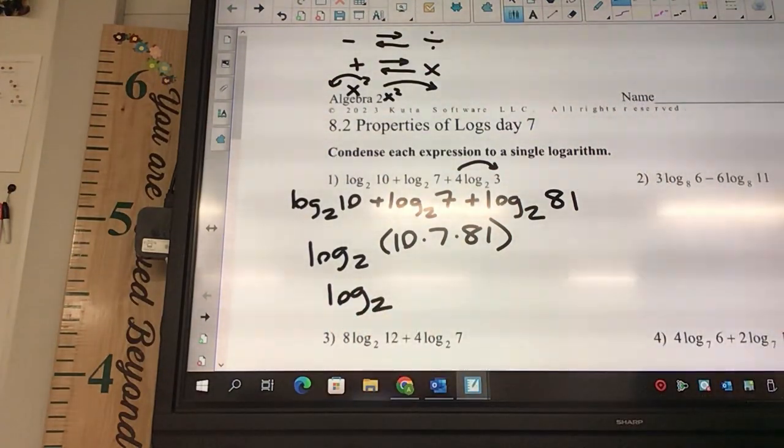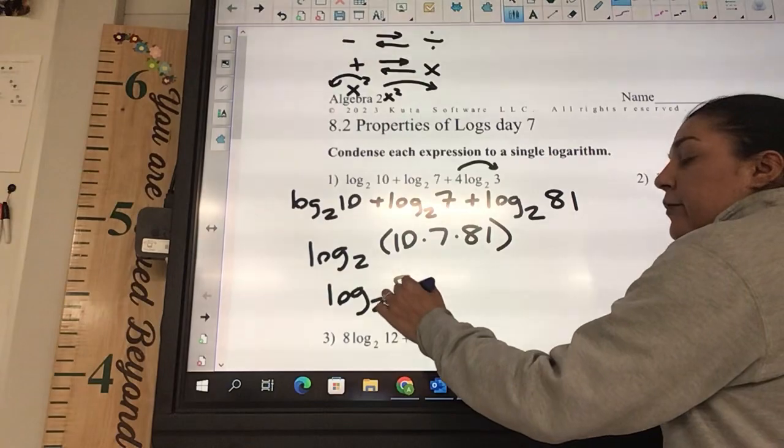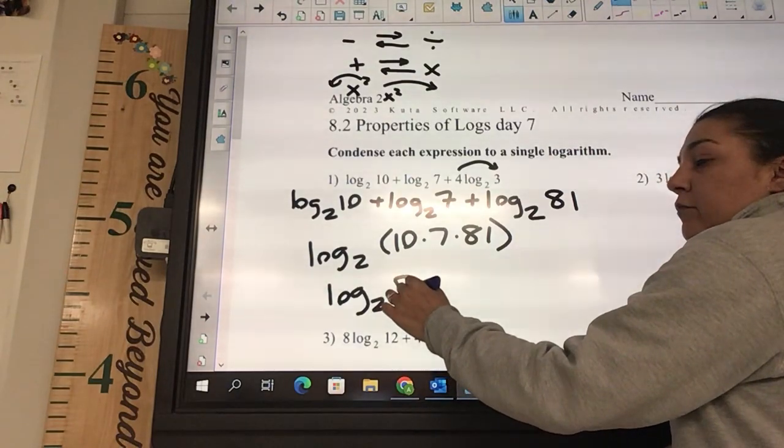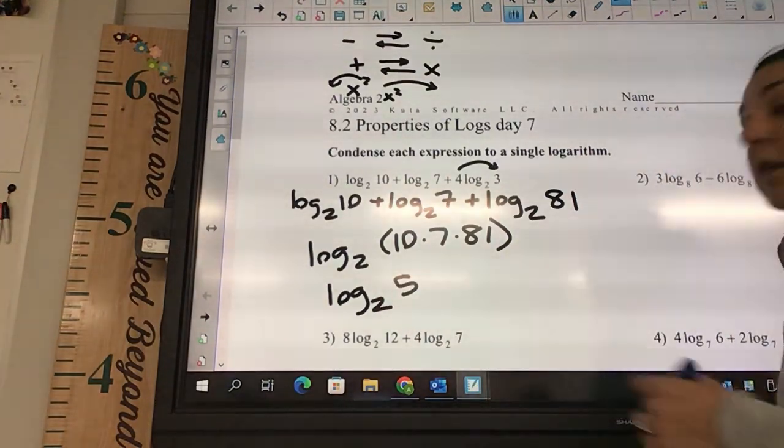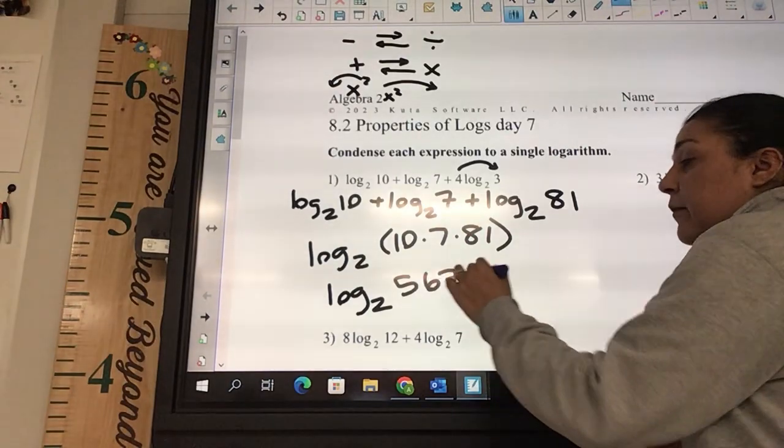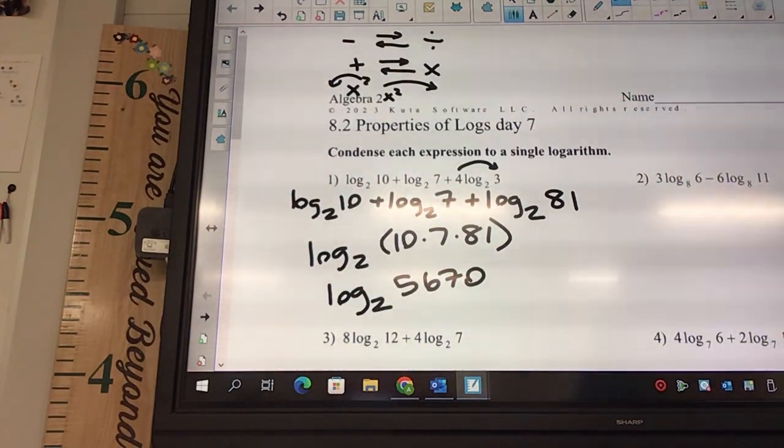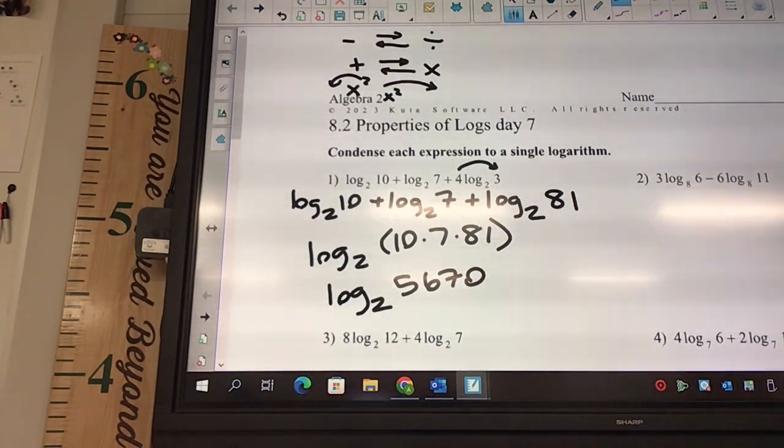You're going to make this take all day. 5. What? 670. 670. Yeah. Okay, and so we've condensed that all the way down to a single log, where you only have one log of 2 and some numbers. Okay, and that's what we're doing here.